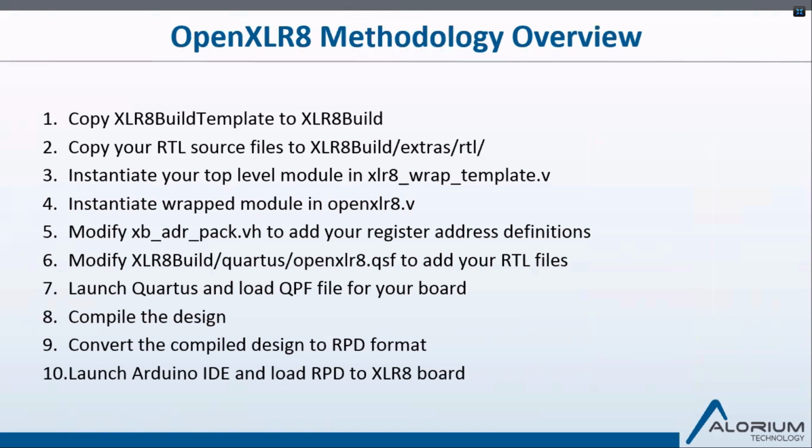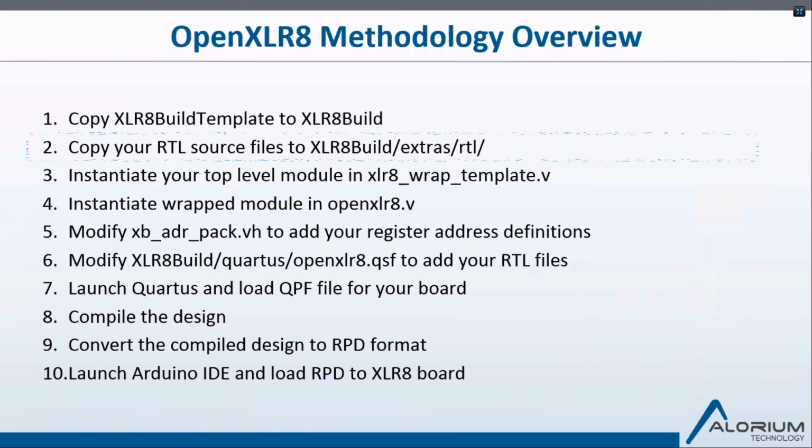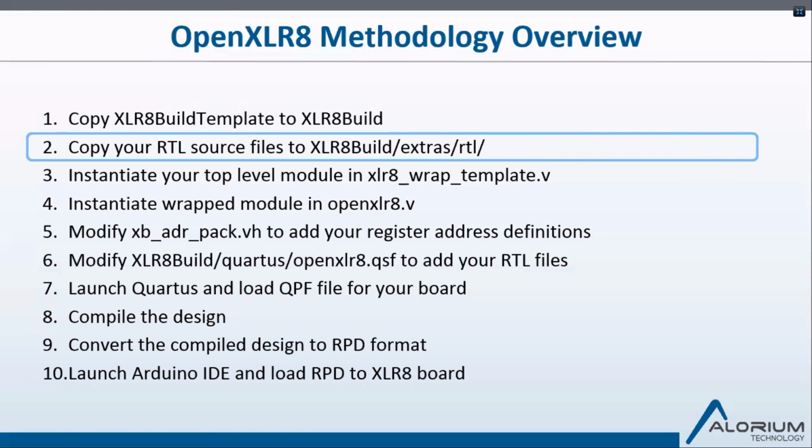The methodology itself is 10 steps. What we first do is we copy our build template to accelerate build, because that's the location that the IDE is expecting to find the files. Now we're going to copy our unique RTL source files into the accelerate build extras RTL directory.